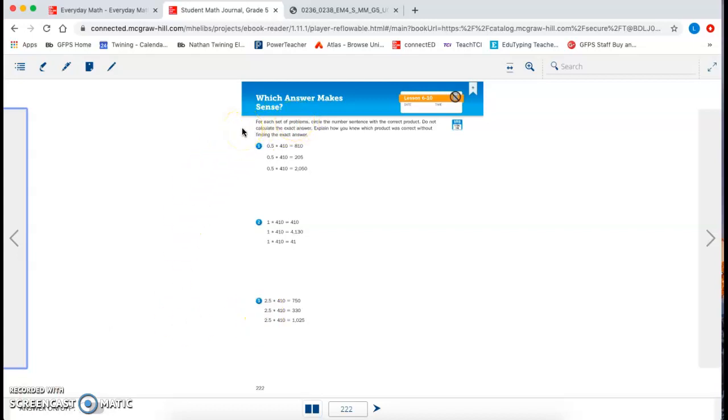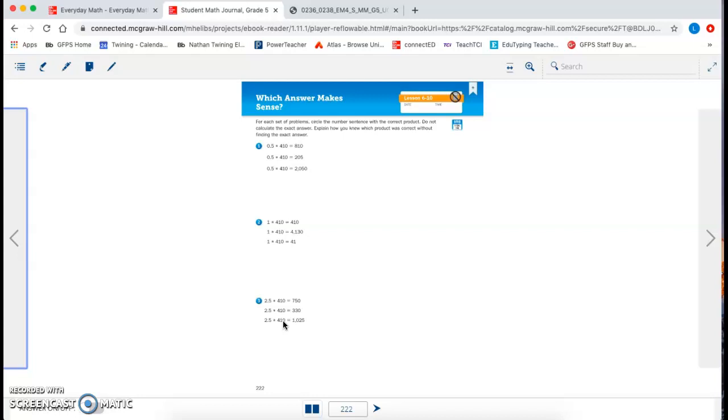It says, for each set of problems, circle the number sentence with the correct product. Do not calculate the exact answer. Explain how you knew which product was correct without finding the exact answer. You'll explain in the space below each one. Okay, so we just have 3 problems here.